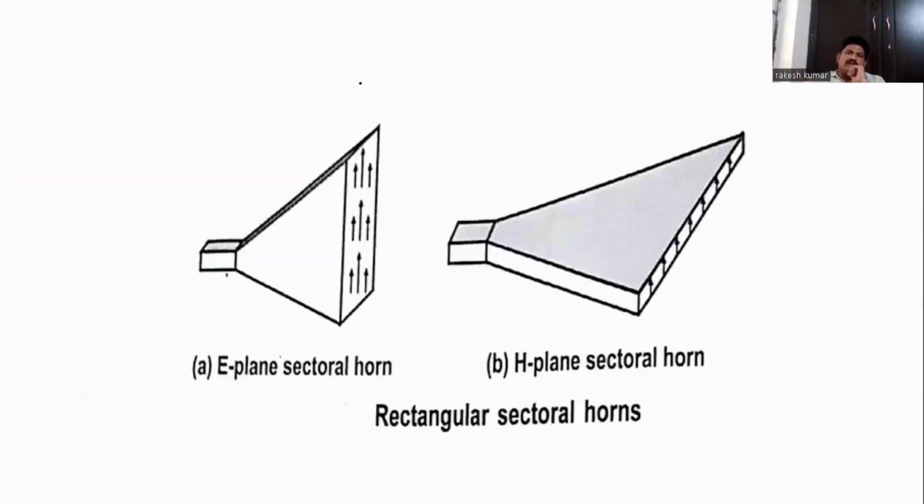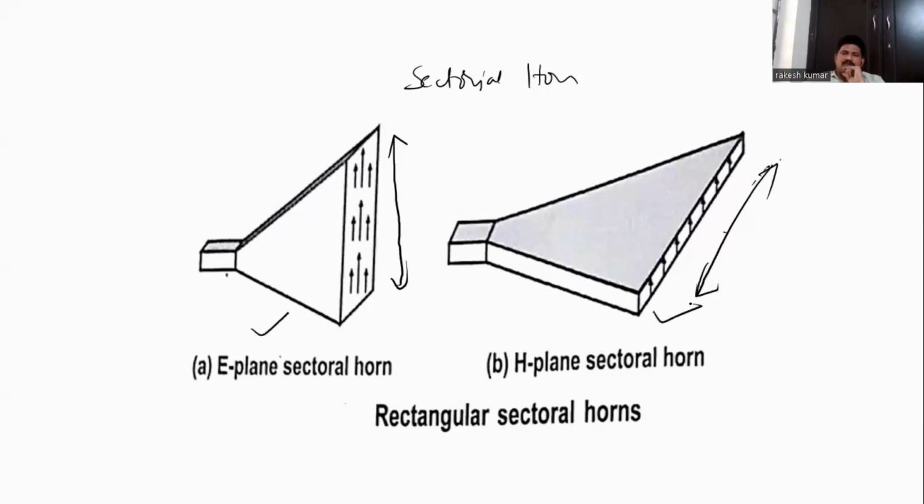Okay. So see here, these are sectorial horn antennas. Here the flaring is done in this direction. Here the flaring is done in this direction. But here the flaring is done in this direction. So this is E-plane and this is H-plane.